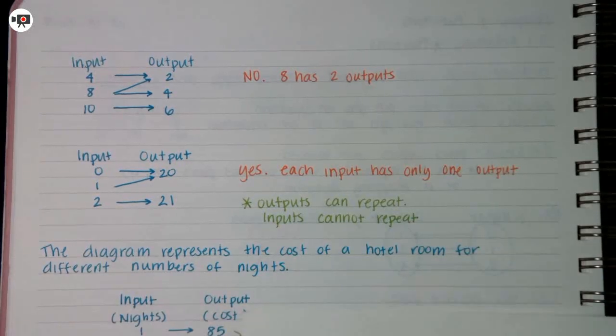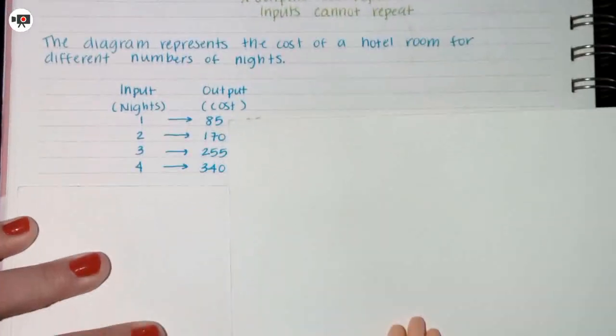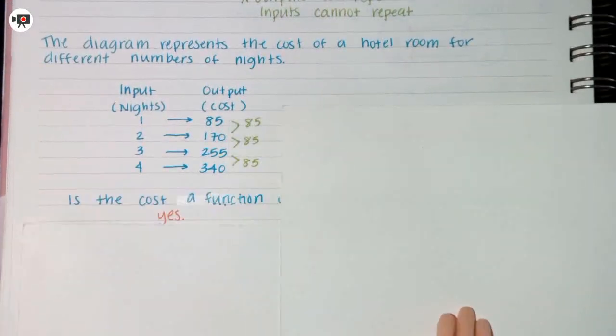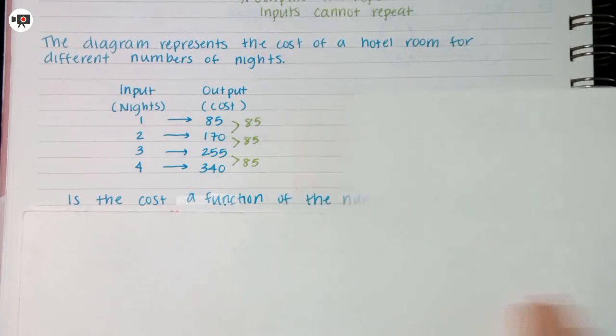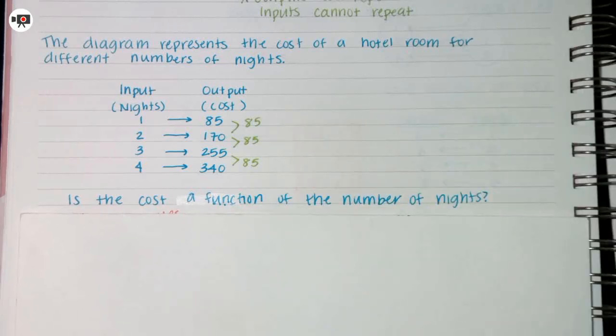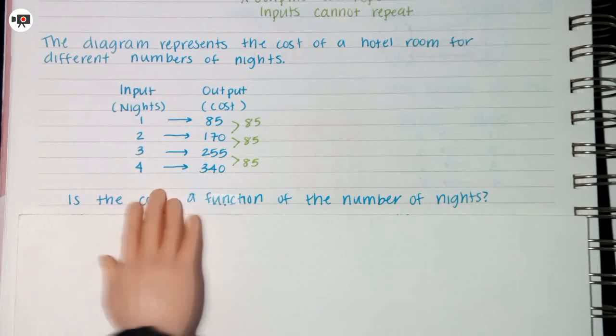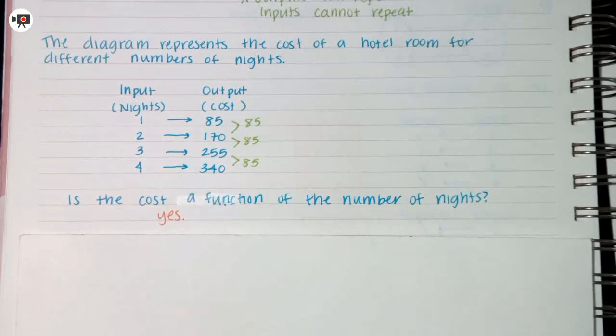So this diagram represents the cost of a hotel room for different numbers of nights. We're going to say, is the cost a function of the number of nights? So they each have one arrow. Yes, this is a function.